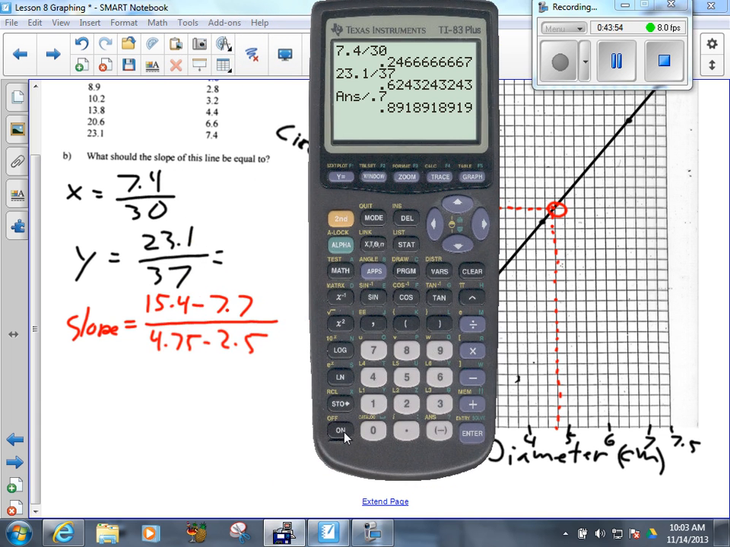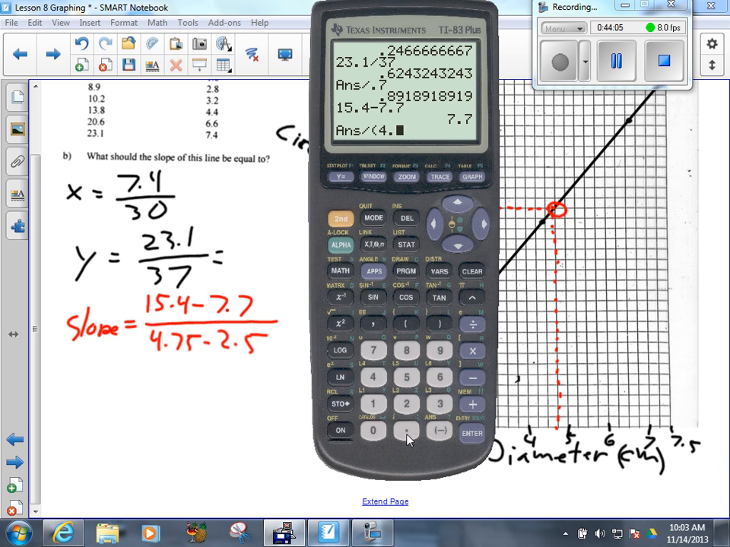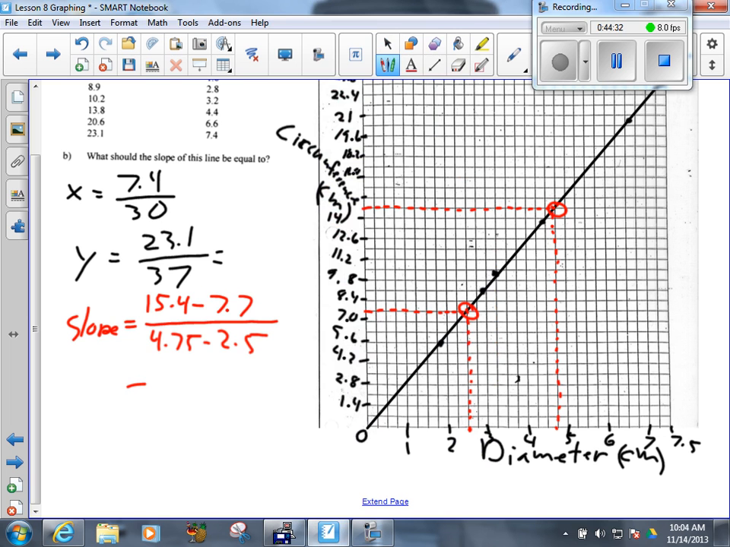So, 15.4 minus 7.7 is 7.7, divided by 4.75 minus 2.5. All right, well, I'm not as close as I have been in the past, but it's reasonably close, right? 3.42 instead of 3.14. Everybody with me there? So we got a slope of 3.4. I would say that that's probably on the high range of acceptable. I'm not really impressed with myself on that one.